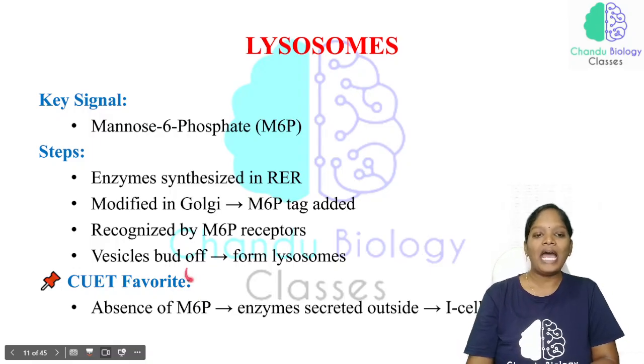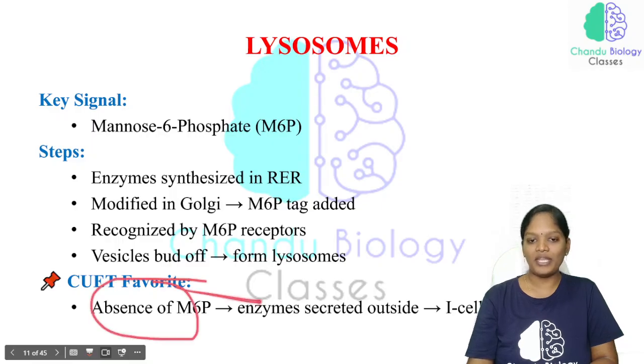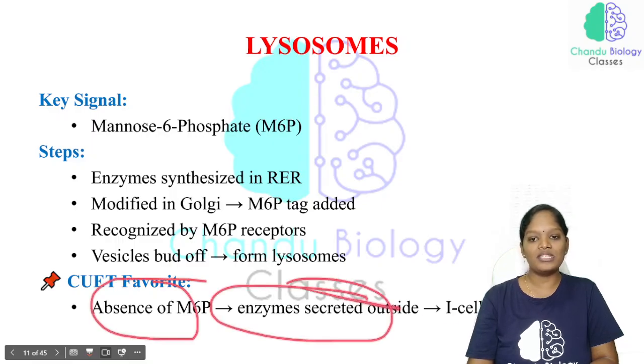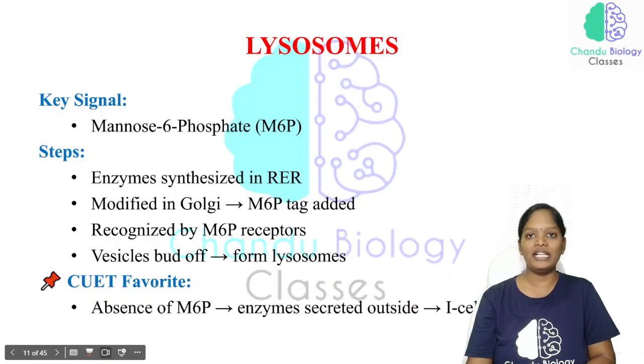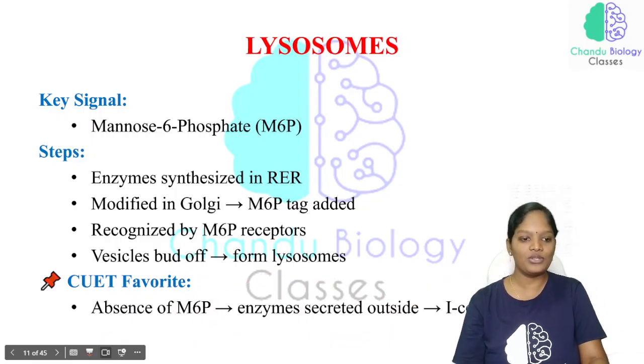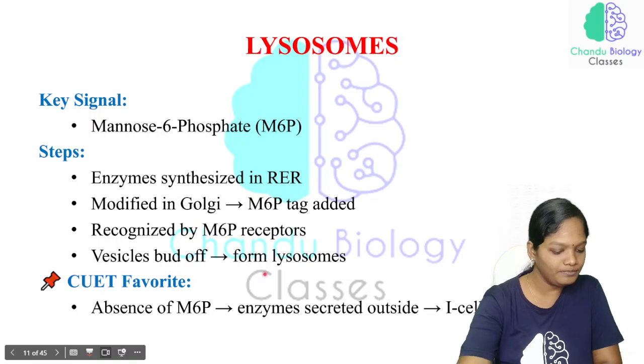Now, in the absence of mannose 6-phosphate, the enzymes are secreted outside, and that is what causes I-cell disease. It leads to lysosomal disease if there is no mannose 6-phosphate tag. So this is another important thing, right?